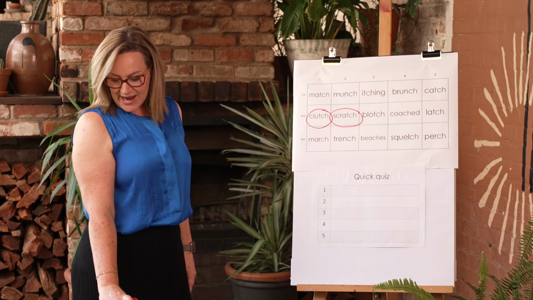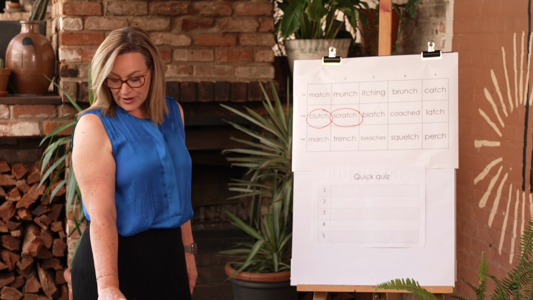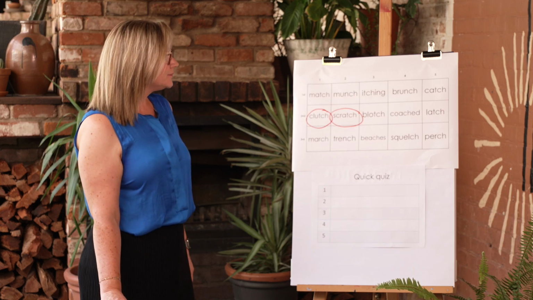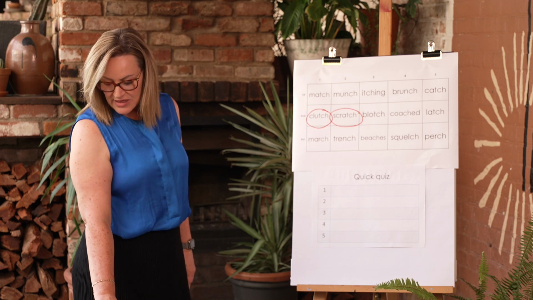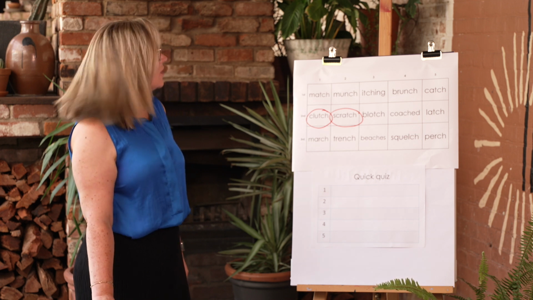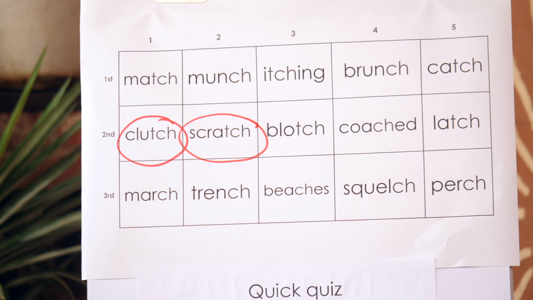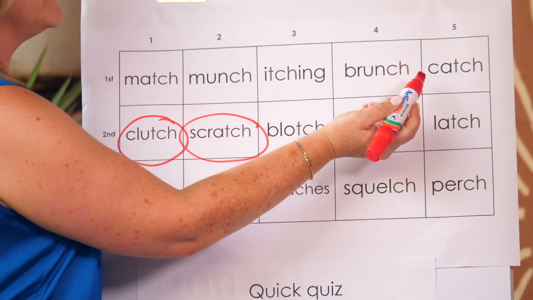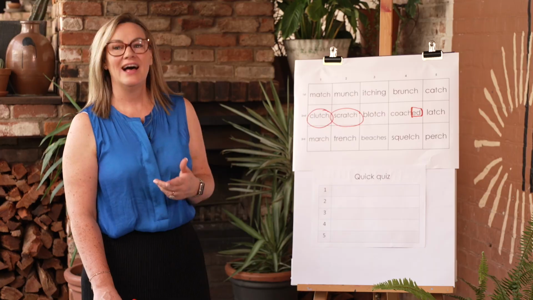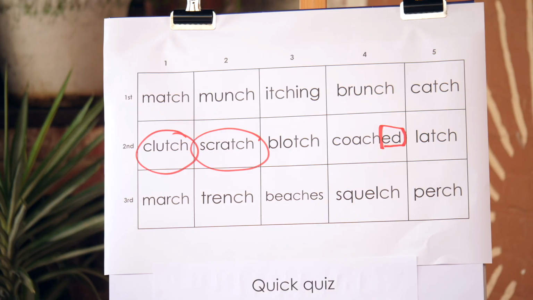Okay, number 3, it was in that fourth column, I've got to check my work here. In that fourth column, we were going to write a word that has a suffix. So we're looking for a word in the fourth column that has a suffix. What's that word? Brunch. No suffix. Coached. Suffix ed, meaning past tense. Box that suffix.